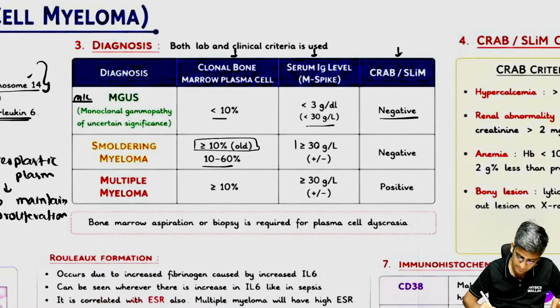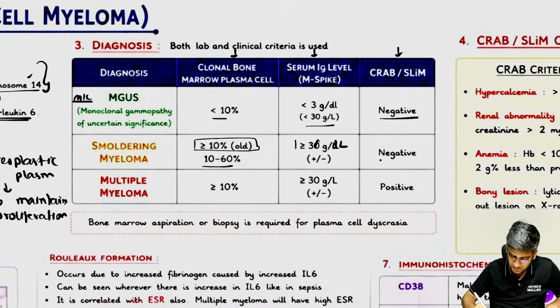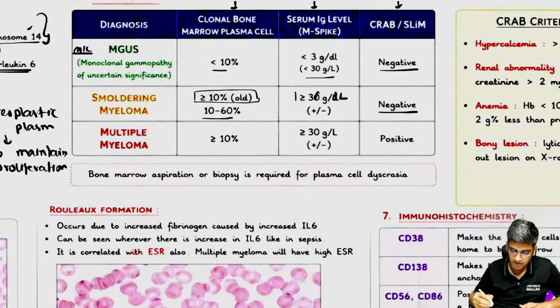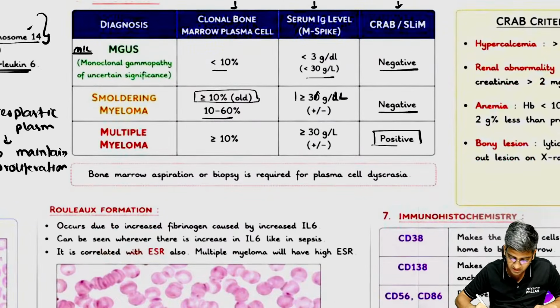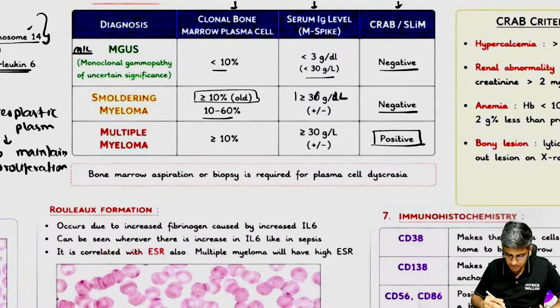30 gram per liter or 3 gram per deciliter, whatever you want, right? Keep it consistent. Fine. 3 gram per deciliter, more than that, and still negative for CRAB or SLIM, again, it's going to be smoldering multiple myeloma. The moment it becomes positive for CRAB criteria, it becomes multiple myeloma. Or SLIM criteria, it becomes multiple myeloma, irrespective of the number of plasma cells and the serum spike or immunoglobulin levels. But I need the basic more than 10%.